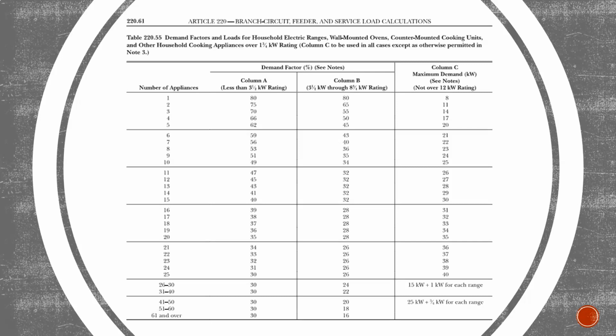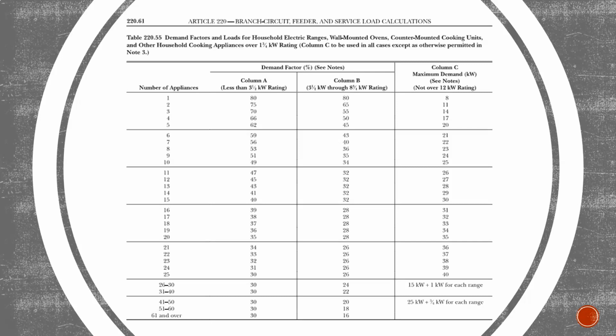Now, on the flip side of that, if we had a 5 kW range, we would still have to include at least 8 kW of load in the equation. Once again, if we had two 10 kW ranges, we go to number 2 of appliances and go straight across, and we get 11 kW. In other words, for two 10 kW ranges, we only have to include 11 kW of load.